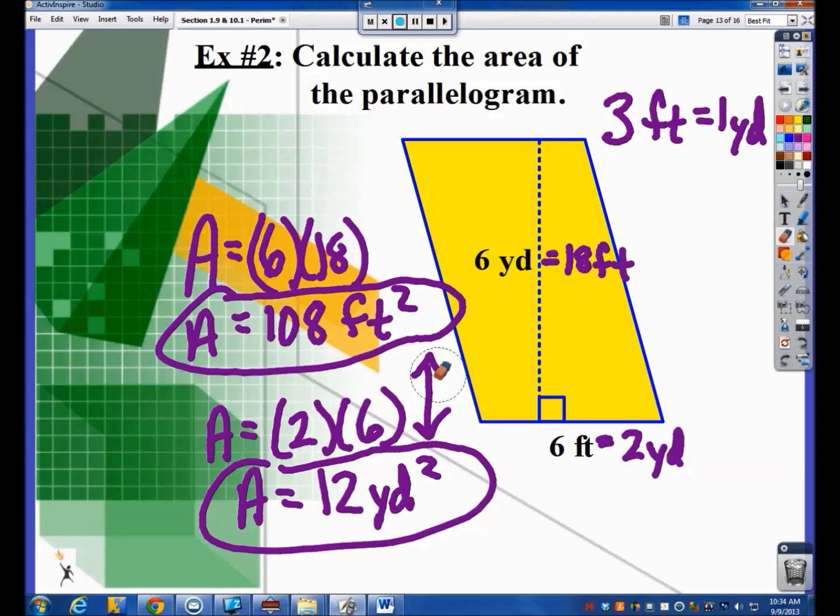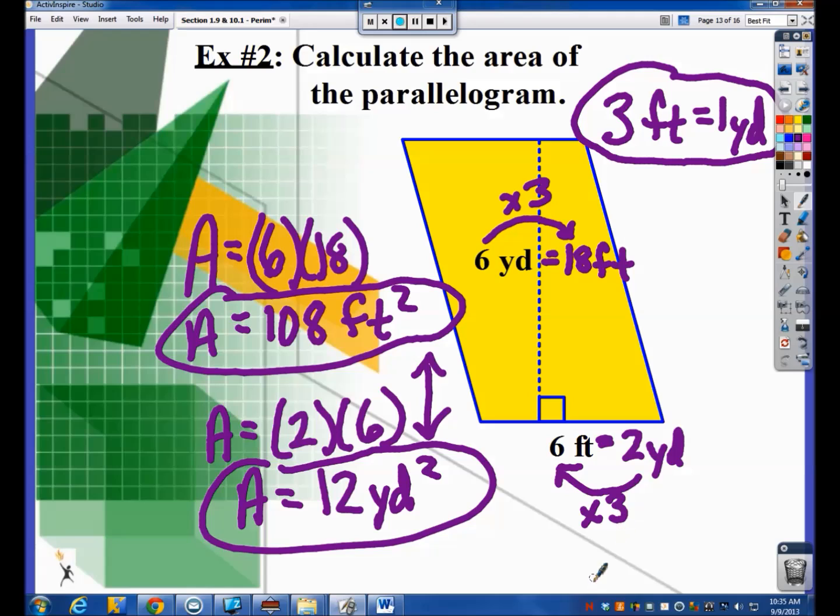Now, one extra thing I want to talk about here is notice the difference between these two answers. We said there are 3 feet in 1 yard. But notice the difference between these answers isn't just a times 3 factor, right? If I took 12 yards squared and multiplied it by 3 feet, that only gives me 36 feet. So why is this answer 108? You see what I'm saying? If I multiply 6 by 3, I get that. If I multiply 2 by 3, I get the 6 feet. So why can't I just take my answer and multiply it by 3 as well to get the answer in feet squared?